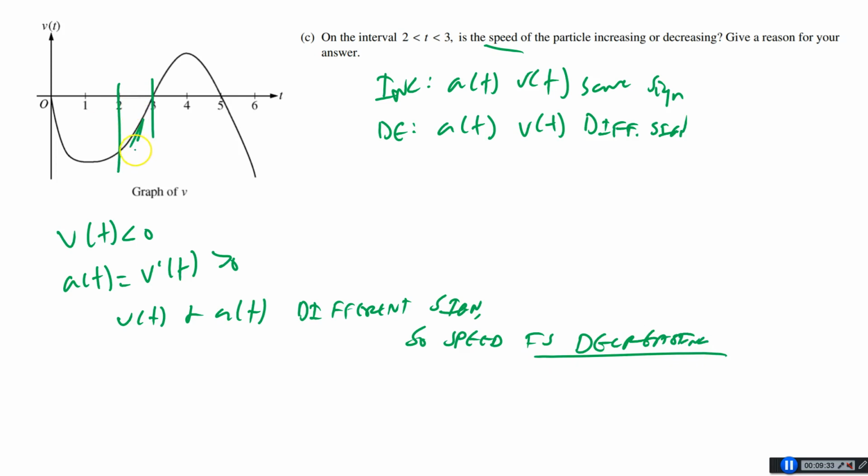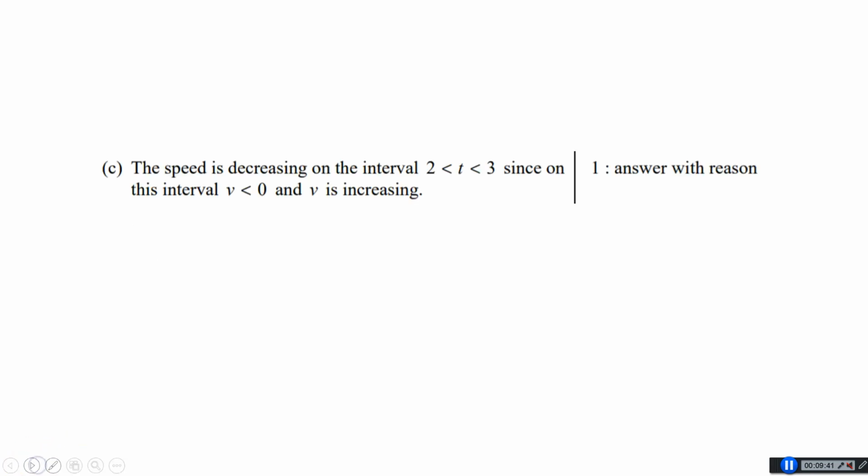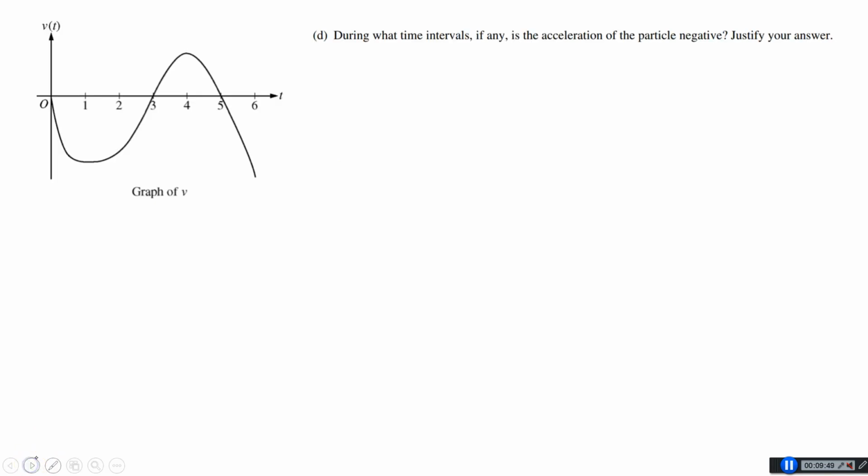Remember our trick for this one? The velocity graph is getting closer to zero, right? If our velocity is approaching zero, we must be slowing down. So it's slowing down in the negative direction, basically. Let's see how they said it. So speed is decreasing since on this interval, v is less than zero and v is increasing. There you go.